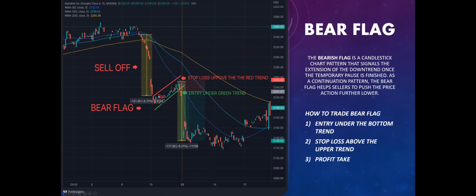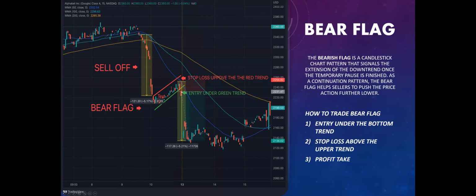Like we saw a 5% sell-off, we might see another 5% sell-off. And it was clear in this example. 5% sell-off, bear flag, we broke under the bottom trend, another 5% sell-off. Again, you might get faked out, but the risk to reward is always there.